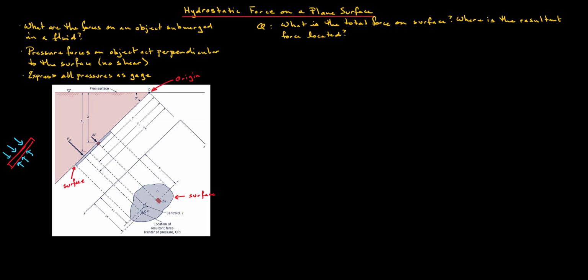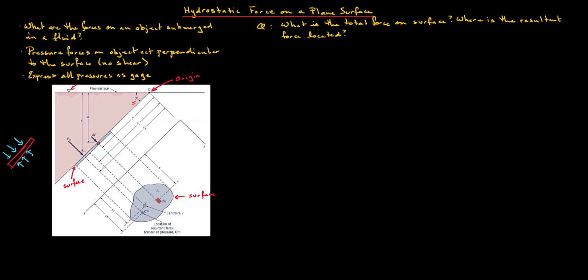Let's consider a general case of an inclined plane that is submerged in a fluid, as shown in this schematic. So now a few things to point out before we begin. We're expressing all pressures as gauge pressures, so this is relative to the local atmospheric pressure. Again, I point this symbol out to you, this triangle on the free surface, which indicates that that free surface is exposed to atmospheric pressure. The solid surface makes an angle theta with the free surface.